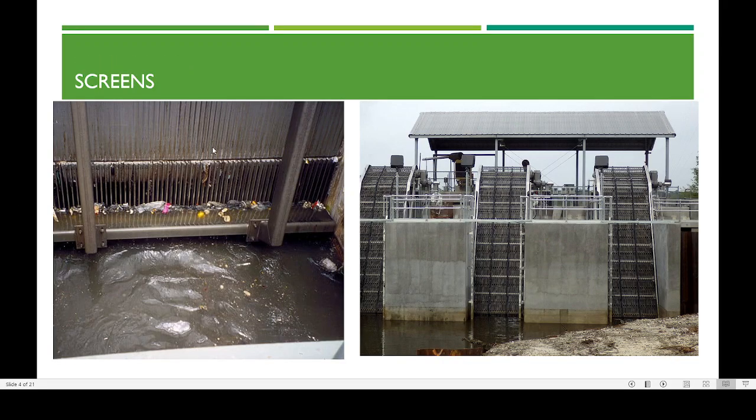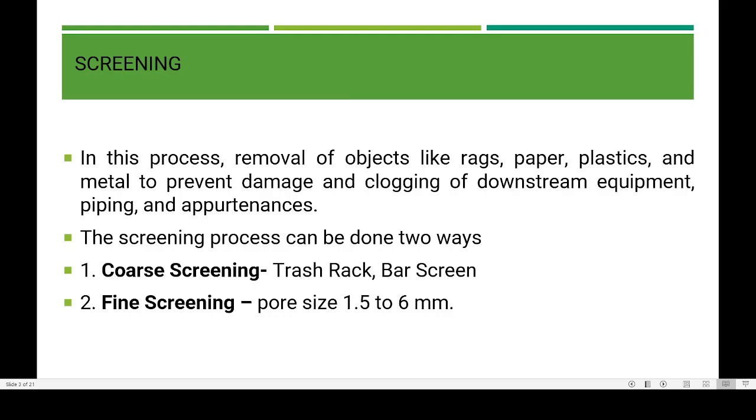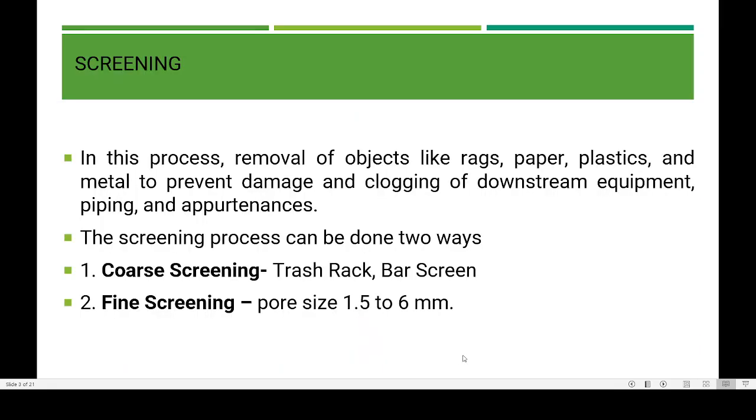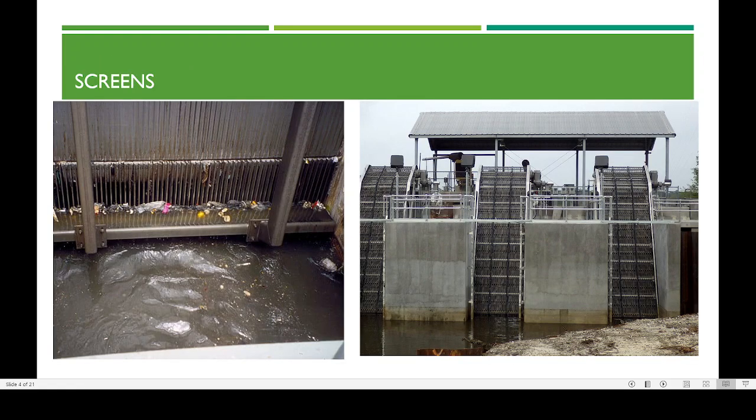This kind of larger screen, mainly designed for removing large-sized objects, is known as a coarse screen. Then there are fine screens, where the pore size, the hole size, will be very small, so that very small objects can also be removed. In the case of a fine screen, the pore size, pore meaning hole size, will be 1.5 to 6 millimeter. That will be the size of the holes in a fine screen. But a coarse screen will appear almost like this.